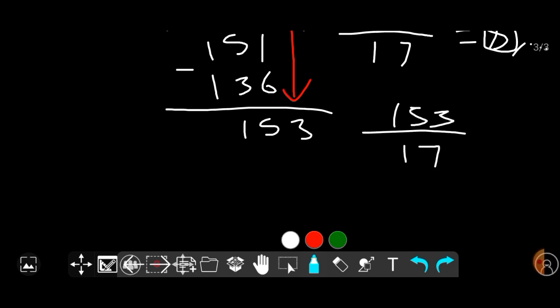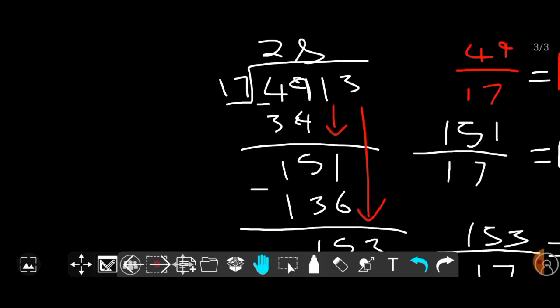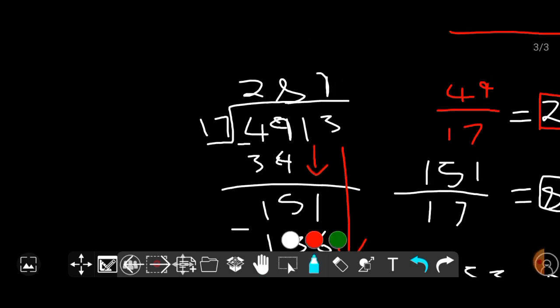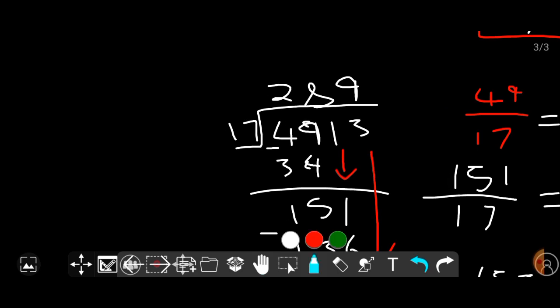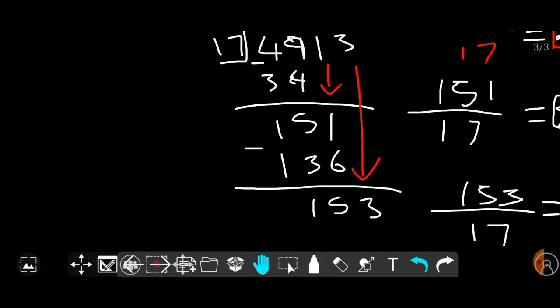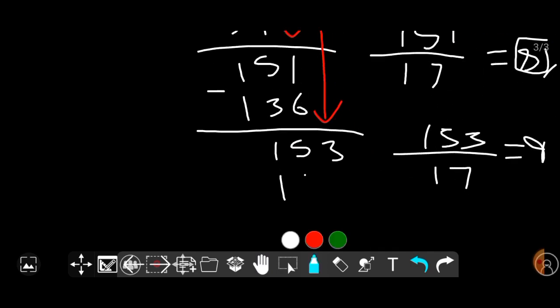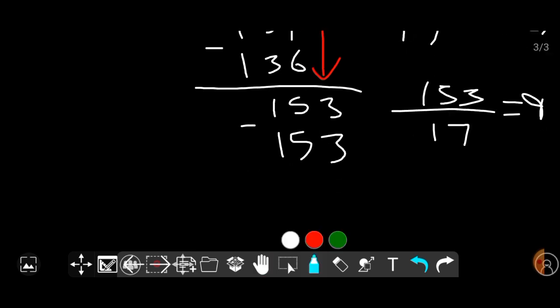I divide the number by 17. So 153 divided by 17, I get the value of 9. Straight 9. I write it over there. Then the number must multiply with 17 on the outside. So you say 9 multiplied by 17 gives 153. So 153, then the number 153 they subtract each other, and it gives 0.